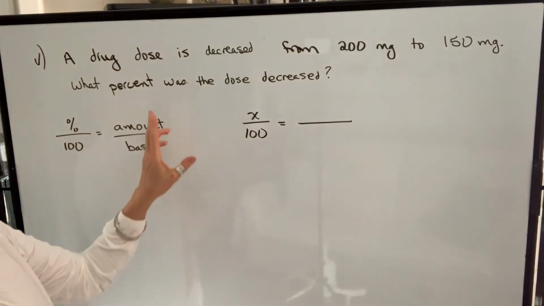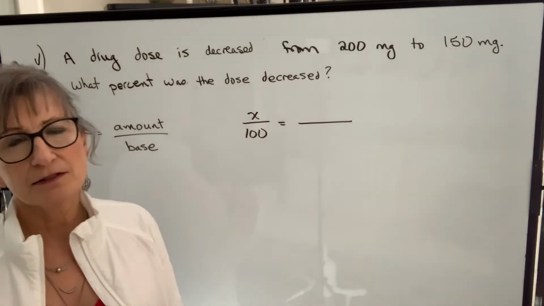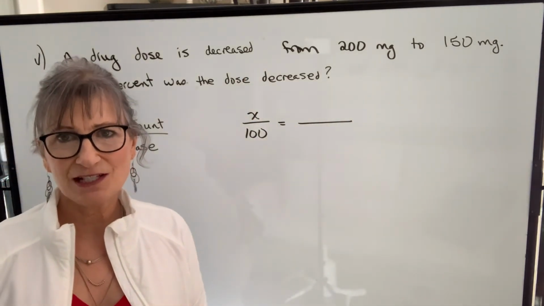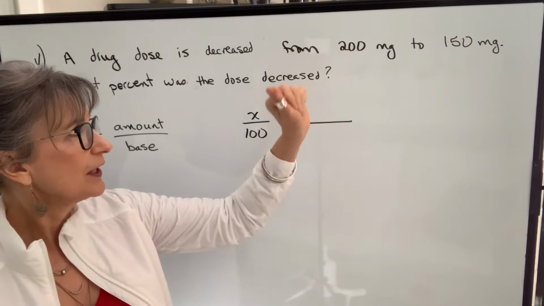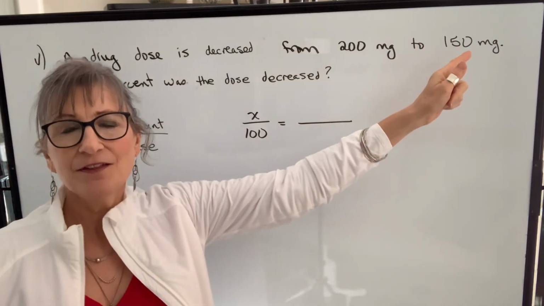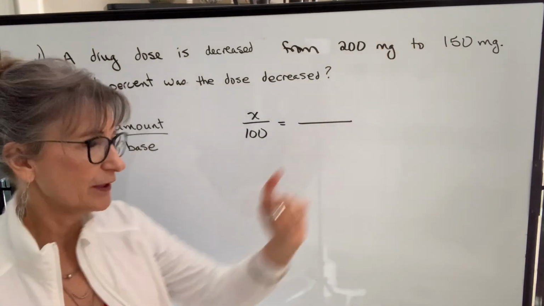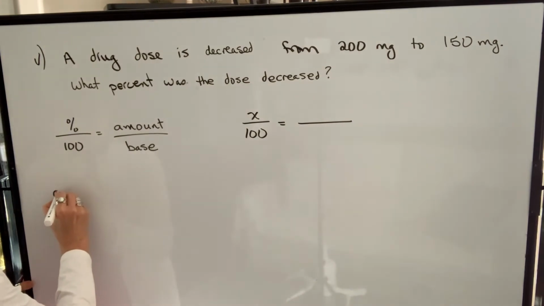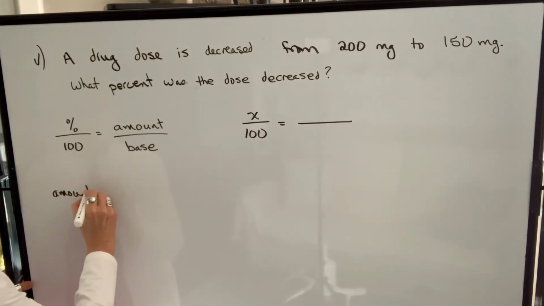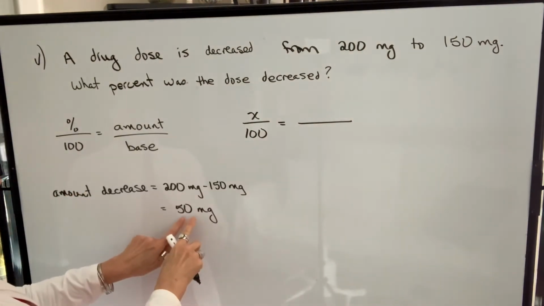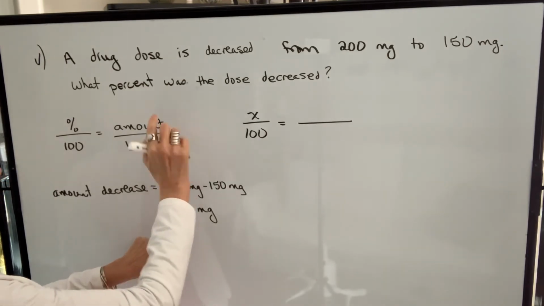If we want to know the percent that the dose was decreased, we need to know the amount it was decreased. The amount is not 200, it's not 150. The amount will be 200 minus 150. So the amount that it was decreased needs to be calculated first. Now that we know the amount it was decreased, that goes in the numerator.